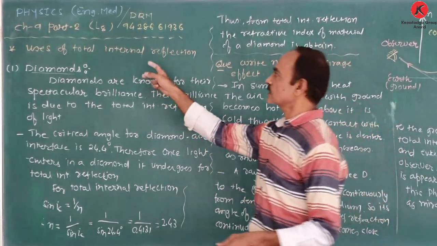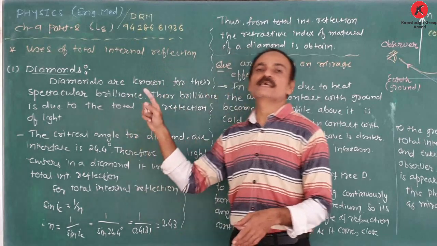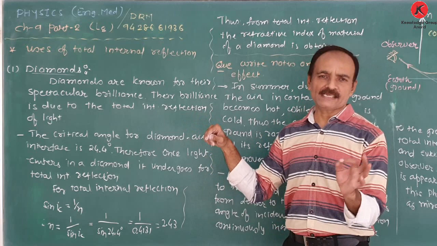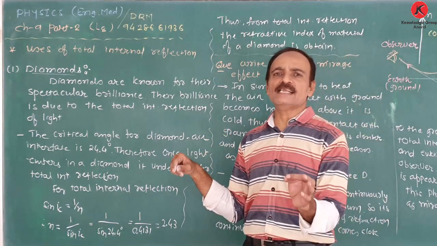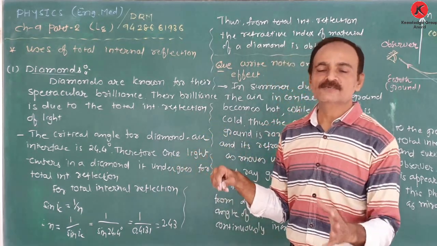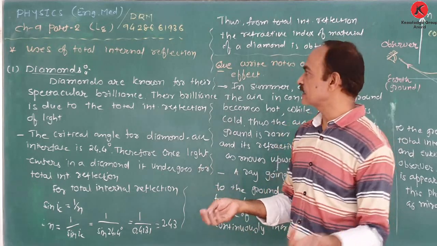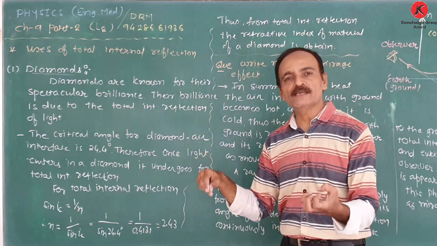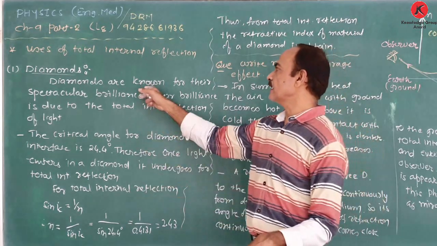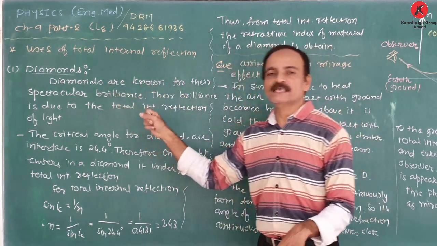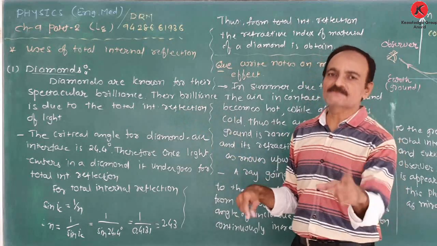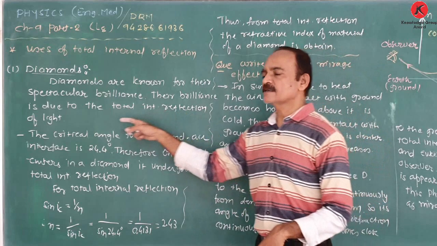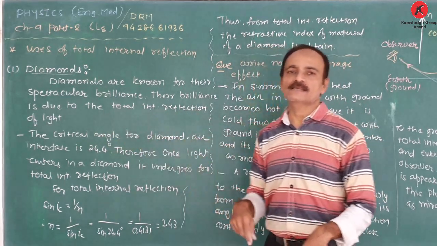The first use of total internal reflection is in diamond. We know that diamond is sparkling, and if less intense light enters the diamond, the diamond shows sparkling. That means the spectacular brilliance of a diamond is obtained. Therefore, diamonds are known for their spectacular brilliance, and this brilliance is due to the total internal reflection of the light.